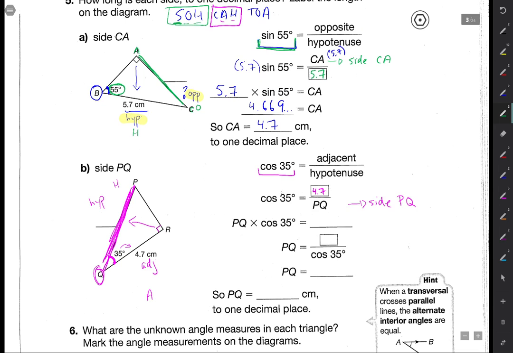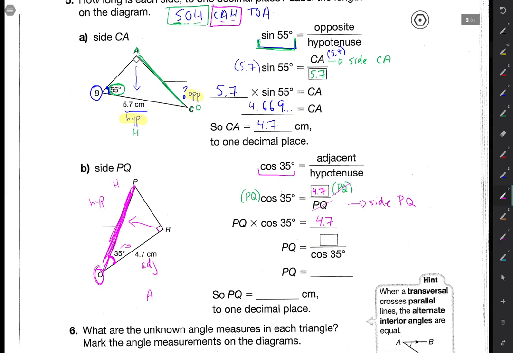So what we need to do to isolate it is the first step is to multiply both sides by PQ. So I'm going to multiply both sides of my equal sign by PQ. That's going to cancel it out down there and then bring it up into the numerator on the other side of the equal sign. So now we have PQ times cos of 35 is equal to, and the only thing we're left with on this side would be the 4.7, because these PQs would have canceled out.